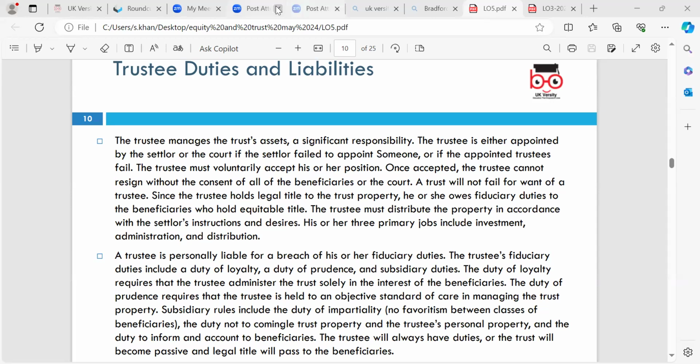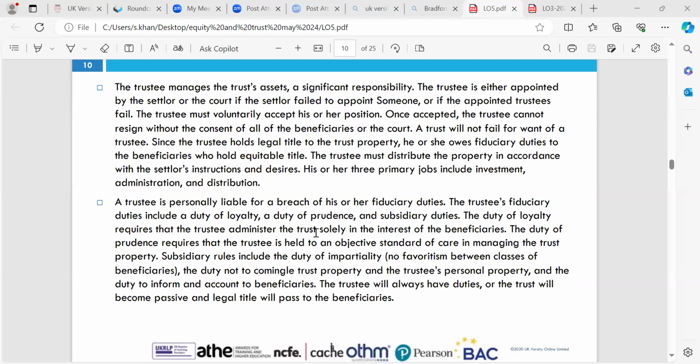So the trustee manages the trust's assets, a significant responsibility. The trustee is either appointed by the settlor or the court. If the settlor failed to appoint someone, or if the appointed trustees fail, the trustee must voluntarily accept his or her position. Once accepted, the trustee cannot resign without the consent of all of the beneficiaries or the court. A trust will not fail for want of a trustee.